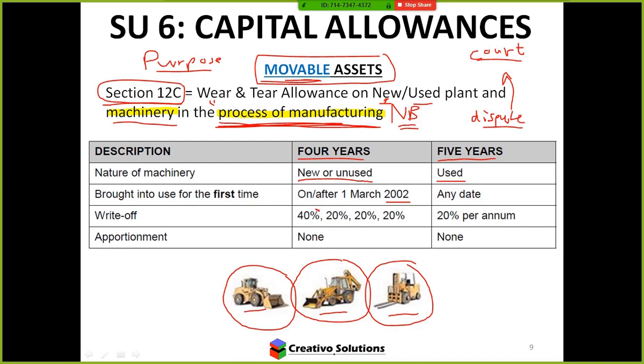So how do you write it off? 40%, 20%, 20%, 20%. Notice that covers the 4 years. If it's 20% per annum, that covers 5 years. Do you see that?